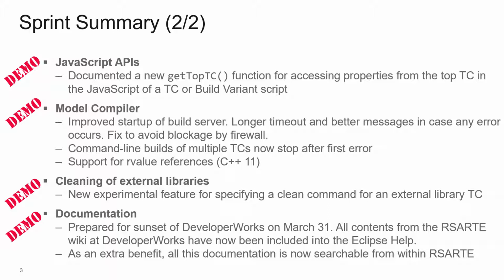We also introduced a new command line option, which allows you to stop the model compilation process in case there is an error in a TC. So if you are using it to build multiple TCs, that can be handy. Then we implemented a new feature from C++ 11, which is support for R-value references. So this double ampersand syntax.